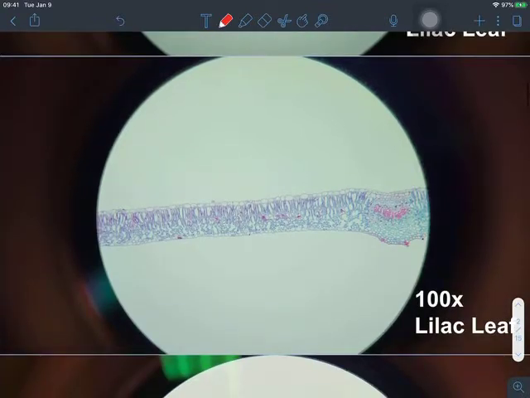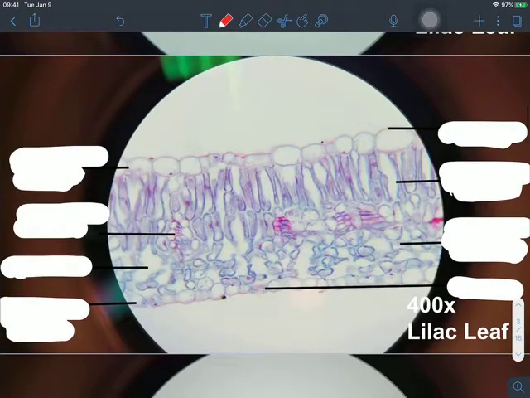Next up, we would have focused on the leaf at 100x. We start seeing more definition between the different cell layers. And then finally, we get to our 400x, zooming in on one of the closer vascular bundles.